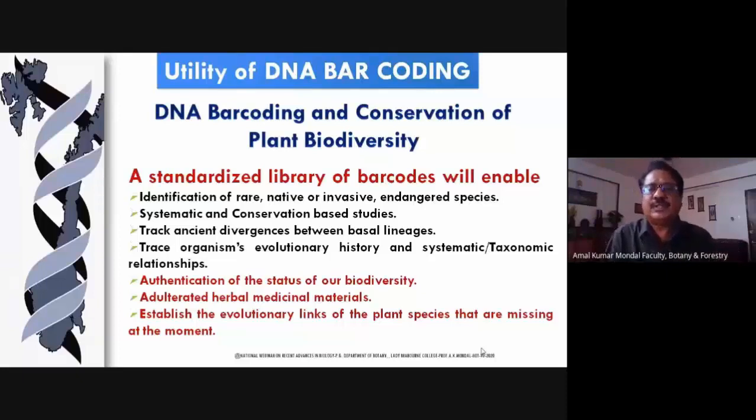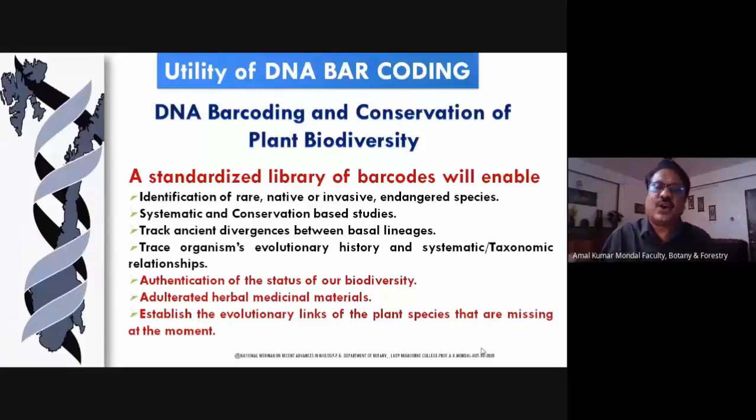These are important from the taxonomical and evolutionary point of view, because previously we knew that the Magnoliopsida was the basal point, but now APG IV has already been published. We are botanists working on molecular systematics, and based on molecular systematics, these basal lineages are now Amborella trichopoda, the basal angiosperm. So this is only possible with the help of DNA barcode. Trace organisms, evolutionary history, and systematic taxonomic relationships.